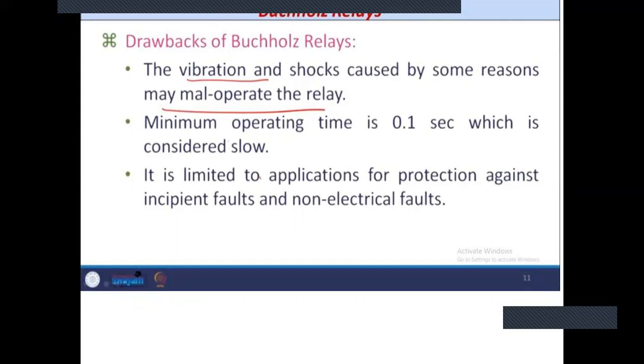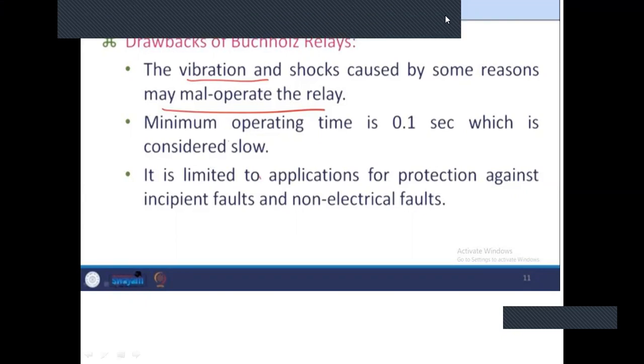So that was all about the Buckholz relay and transformer protection. In the next lecture, we will discuss some other faults that occur in the winding and the core of the transformer. That was enough for today.